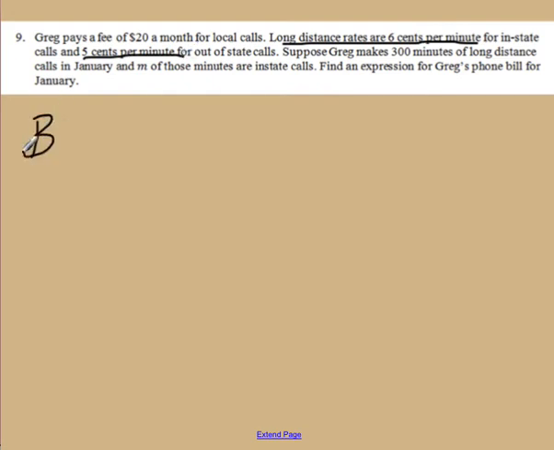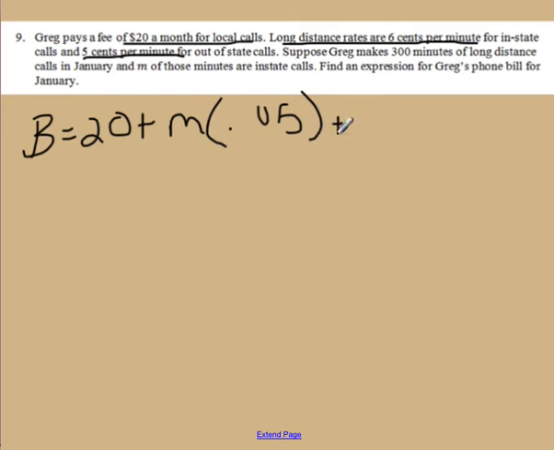So his bill is going to be something. Okay, so I know that when he starts out the month, he's paying $20 for just the local calls. No matter how many local calls he makes, he has to pay $20. So we know that M minutes are in-state calls. And for the price of those, it's 5 cents. Okay, then we want to figure out the long distance calls. Okay, so then it's 6 cents for in-state calls. And then it's 5 cents for out-of-state calls.